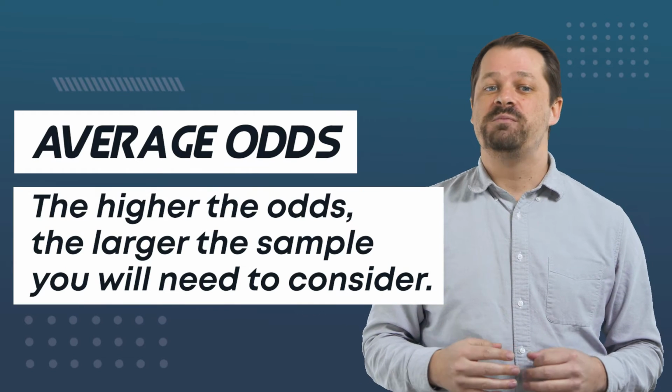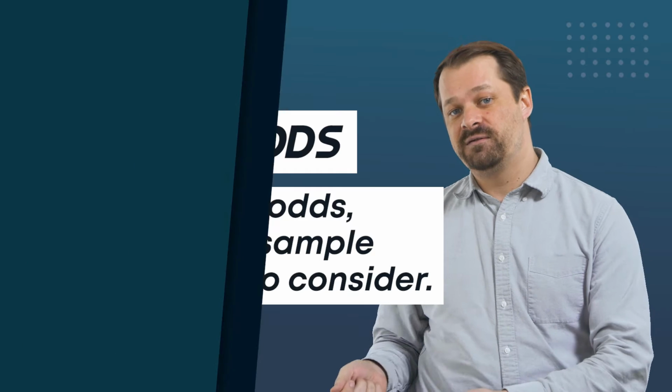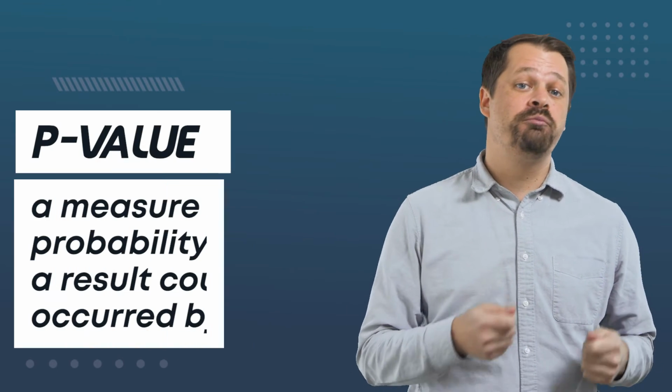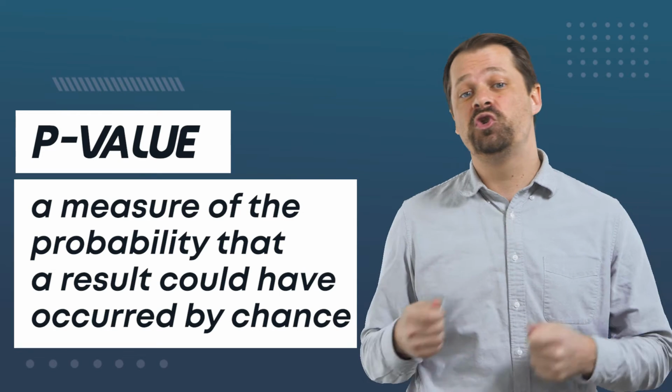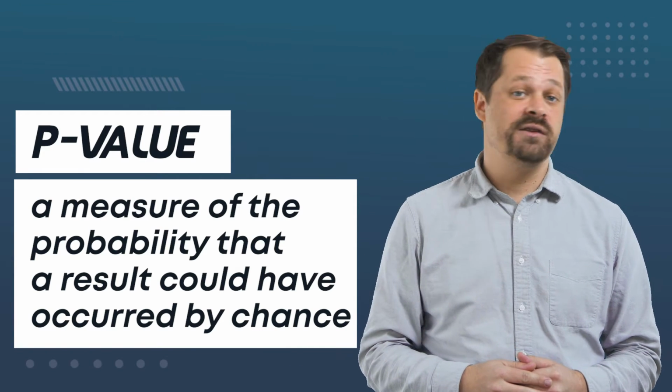The third element to consider is the average odds. The higher the odds, the greater the variance will be, which means that you need to use a larger sample to ensure that it is representative. Taking these three elements into account will enable you to calculate a statistic called p-value, which is a measure of the probability that a result could have occurred by chance. You can calculate this using free online spreadsheets.